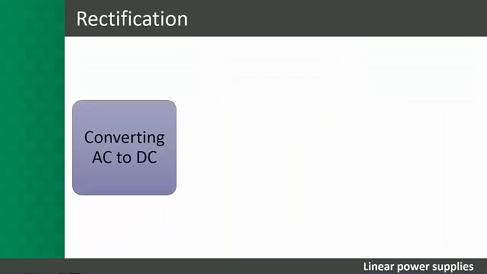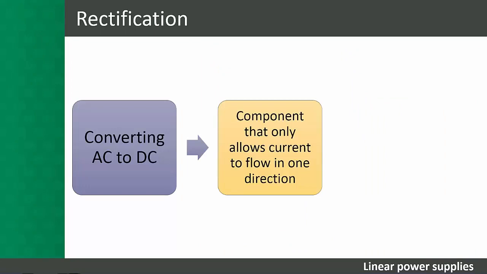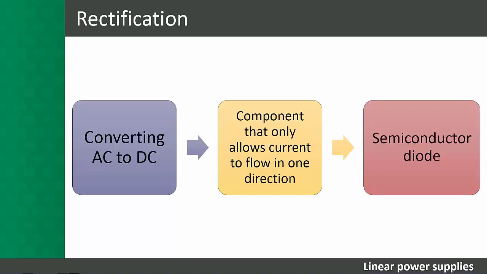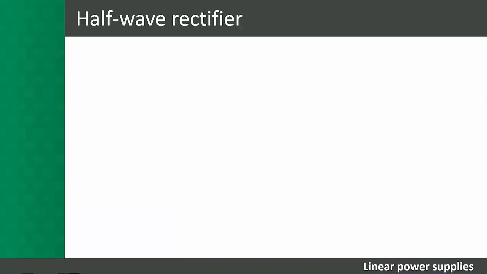Simply put, rectification is the process of converting alternating current, AC, to direct current, DC. This involves the use of a device or component that will only allow current to flow in one direction. This is exactly what a semiconductor diode does, because it conducts when it is forward biased and it does not conduct when it is reverse biased. Let's first consider a half-wave rectifier circuit.